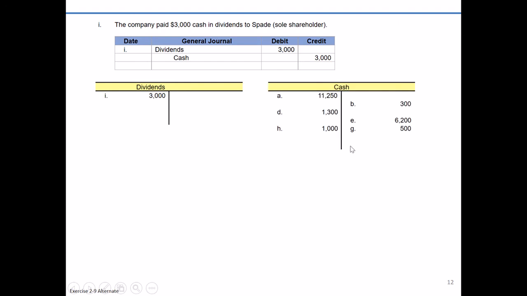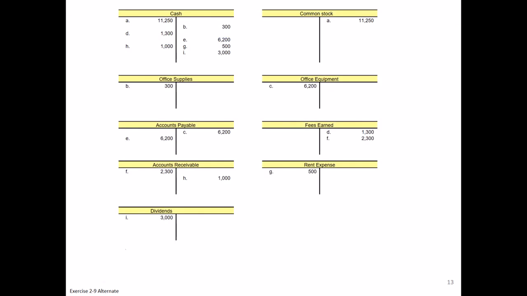What are we giving up? Cash is an asset. We're giving that up or decreasing it, so we're going to credit it for $3,000. We look at our T accounts, and we've got dividends, our first entry of $3,000 to show the withdrawal to our shareholder. On the other hand, cash has had a number of transactions, and we're going to add one more credit for $3,000. So hopefully at this point we're done with the journal entries. I know it's been a long journey to get here. Let's take a look next at what our resulting T accounts look like and what the resulting balances are.